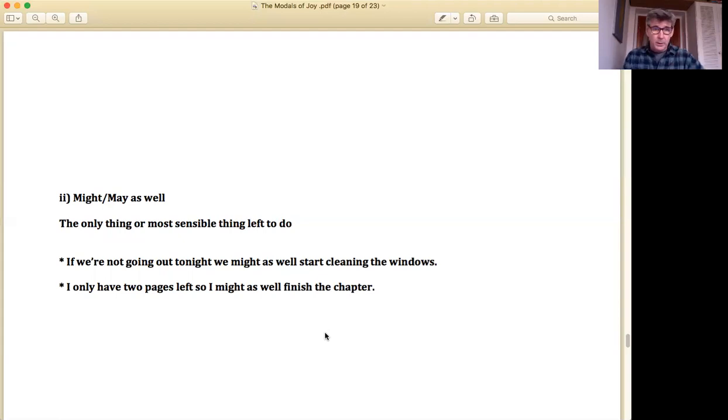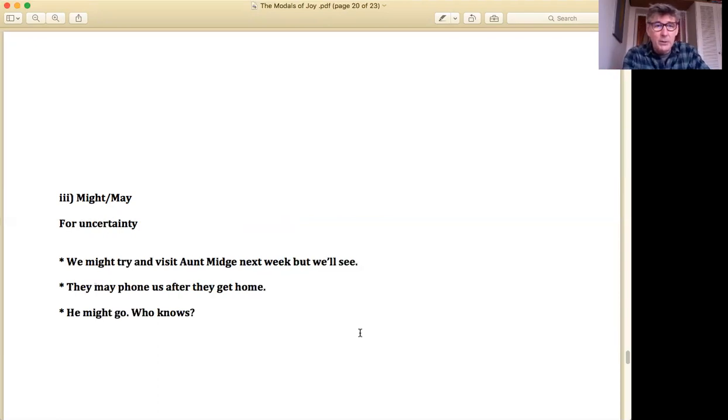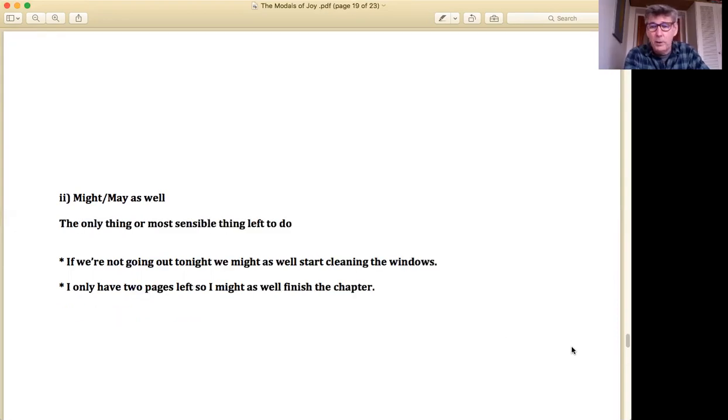Or it's like, I'm tired and I'm sort of falling asleep, but I have only got 2 pages left to read and I might as well just finish the chapter. This is a structure we use, all right? And then we use just may, or that may. Again, those are might be, may be, and if you can see, might as well or may as well. The as well is important there.